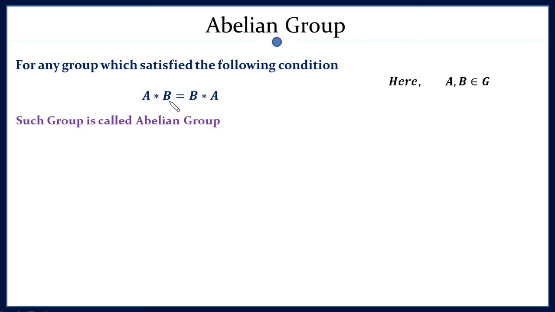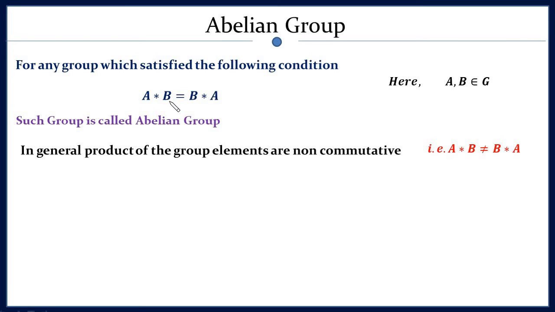We will see some advantages and significance of this abelian group as we proceed in this lecture series. Sometimes this property is also called commutative because A star B is equal to B star A, but in general group elements are not commutative. That is, A star B is not equal to B star A.